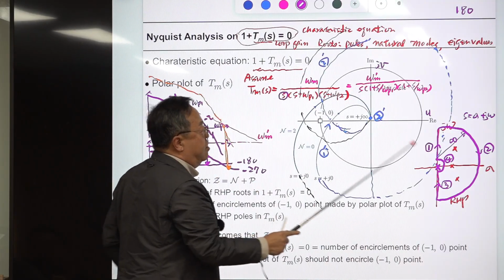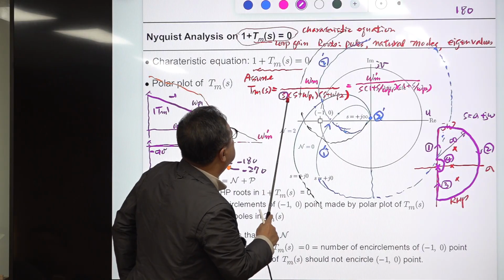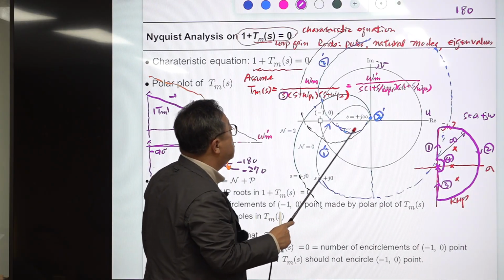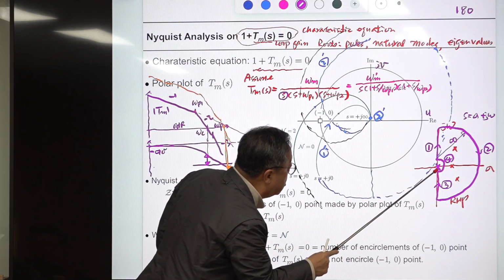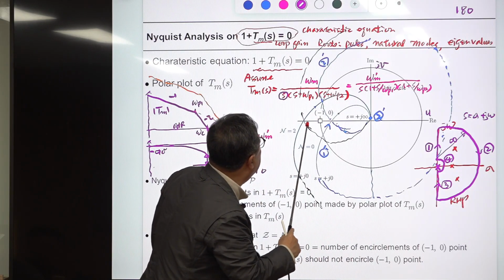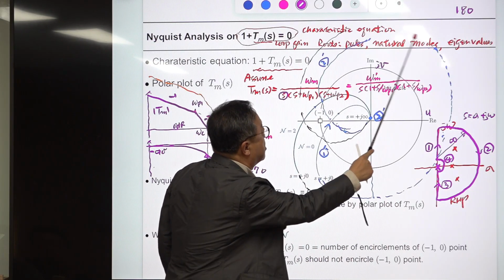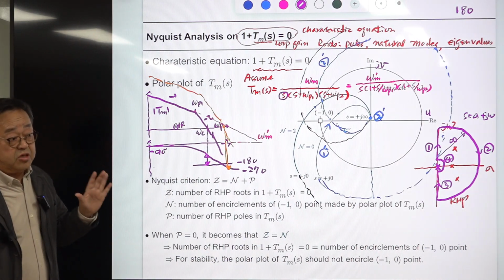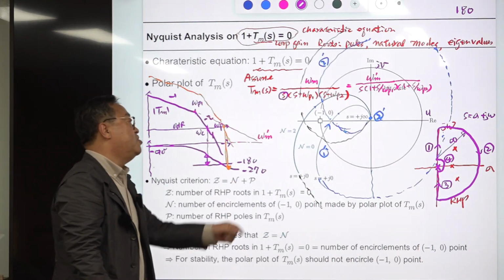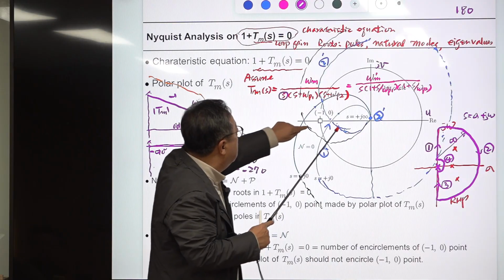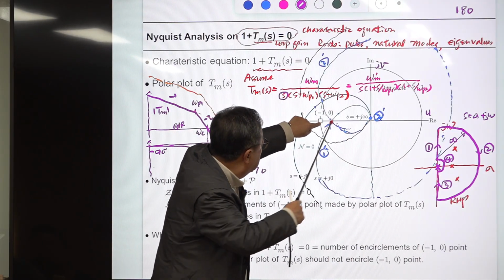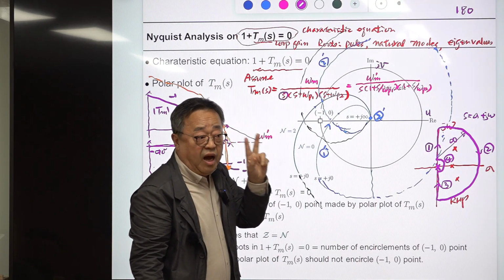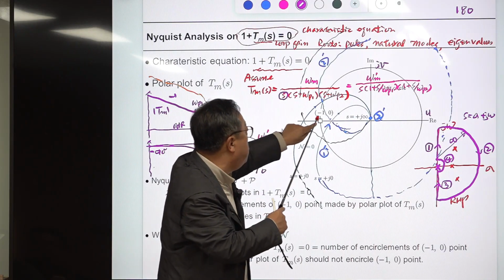Then you are moving around here, and this becomes very small, so the whole magnitude becomes very large. So when you are traveling along this half circle, the magnitude will be something like this. This is the way of sketching the polar plot for the Nyquist analysis. The result of the Nyquist analysis is that if this trajectory encircles this point at least once, it has RHP poles, the same as the number of encirclements.